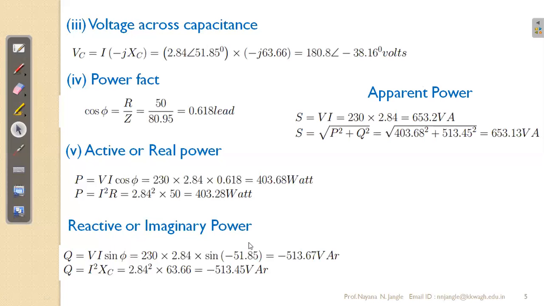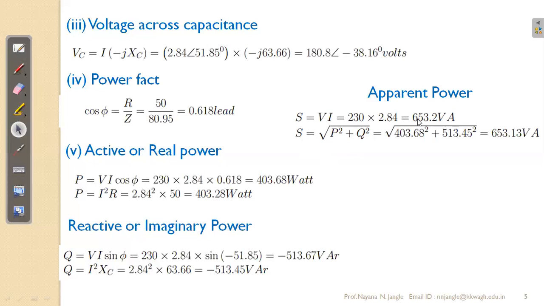Apparent power is the product of RMS voltage and RMS current, so it is equal to V into I. You will get here 653.2. You can also calculate the apparent power by another formula, that is S equal to the square root of active power square plus reactive power square.